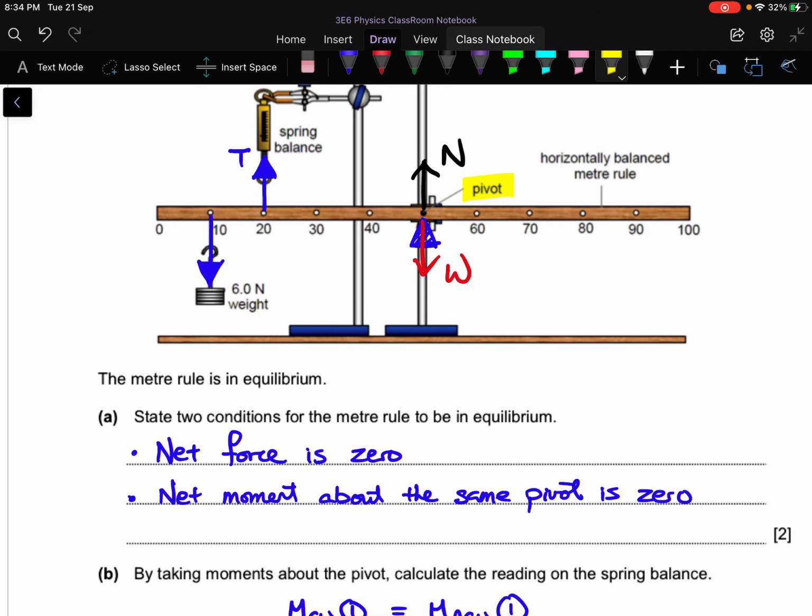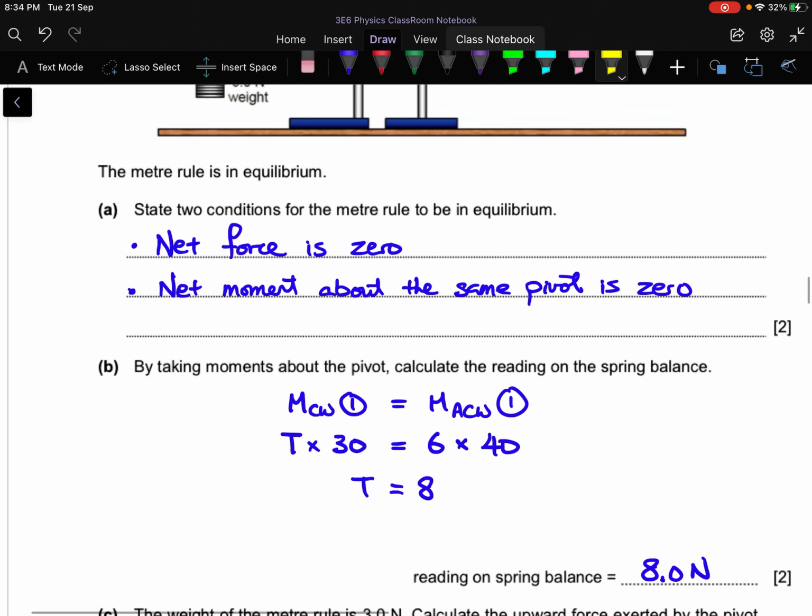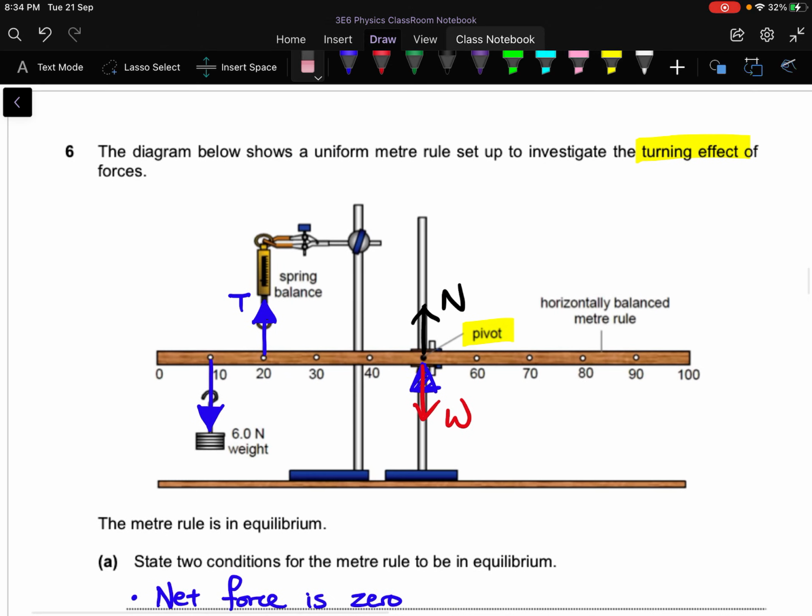Okay, so for your part A, you are asked to state the two conditions for equilibrium. So this is content knowledge. So this is part A. Okay, for your part B, basically what you need to be aware of is that this is the pivot.